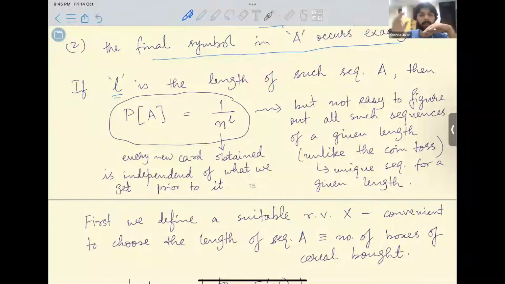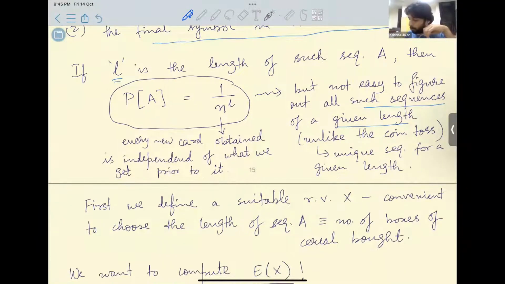We had heads, tails, heads, tails, heads, and so on. But in this case, to define the sequence of a given length is not easy. So we need to work around it. We cannot just take simple sequences like we did in our coin tossing experiment. So what should we do?